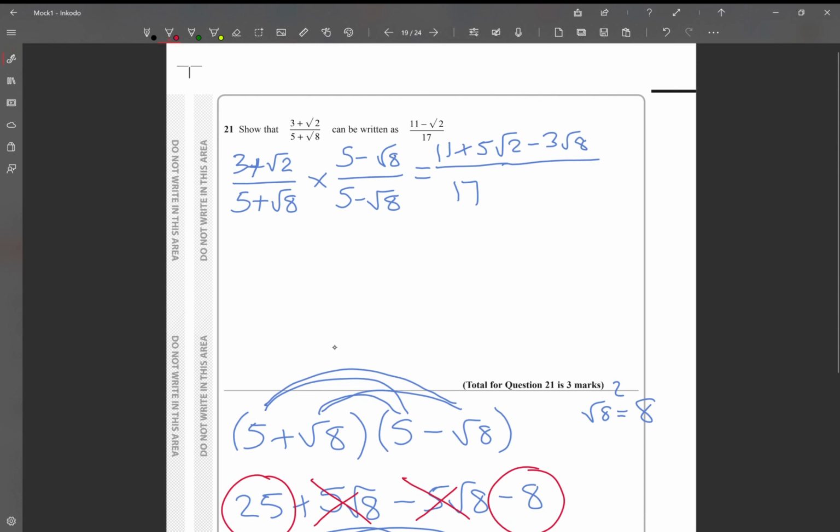You could have dealt with this earlier on, but I didn't. This root 8 here can be simplified because it's got a square number in it. So if I just do minus 3 times root 8, if I reduce this down, this is the same as root 4 times root 2. And then minus 3 times that. So if we simplify this down, minus 3 times root 4, see root 4 is the same as 2, so minus 3 times 2 is minus 6 root 2.